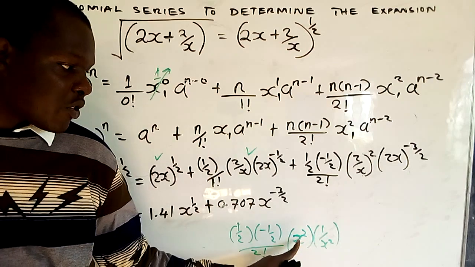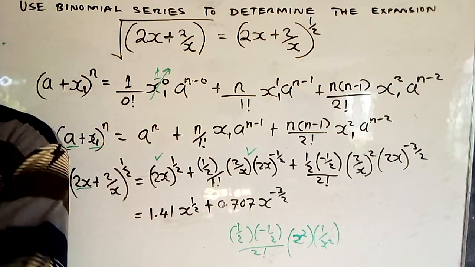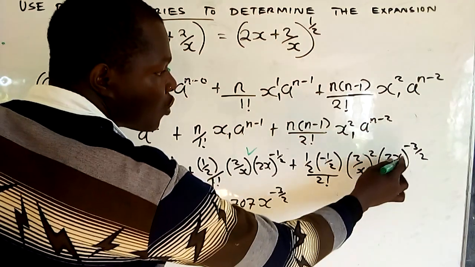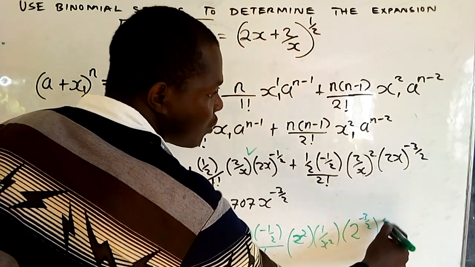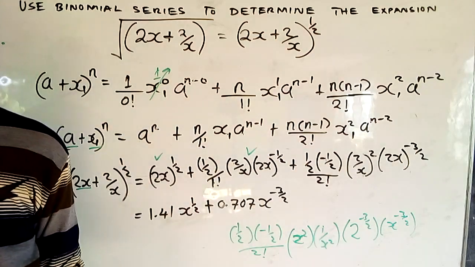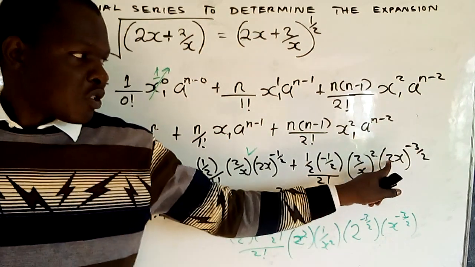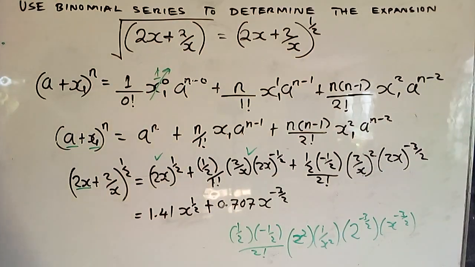So if you separate them, here is 2 squared times 1 over x squared. You are separating the numbers from the unknown, isn't it? Then you move on. 2x, all of it raised to negative 3 over 2, meaning 2 is raised to negative 3 over 2, and x is also raised to negative 3 over 2. They are sharing the same power, isn't it? Laws of indices, isn't it?